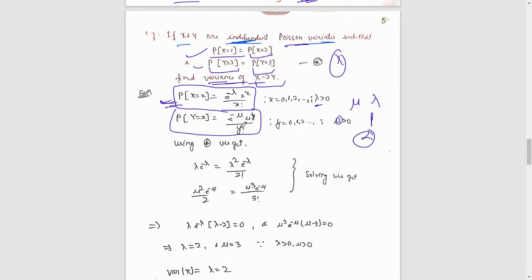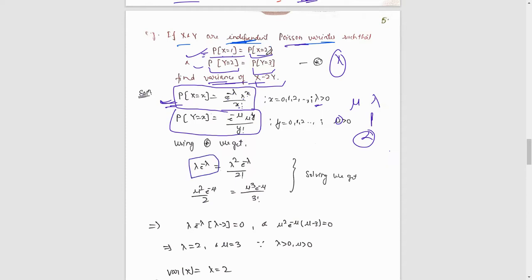So let's say mu is the other symbol for the y distribution. Both of these are independent Poisson random variables. Using relation one, we find the probability that x is equal to 1. Put x equal to 1 here and you get e to the power minus lambda, lambda to the power 1, over 1 factorial, which is 1. So this is what you get on the LHS.